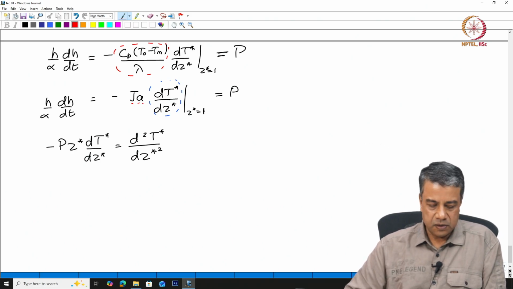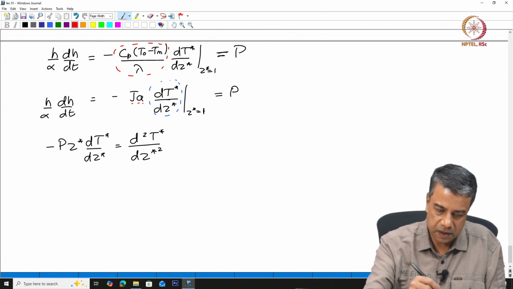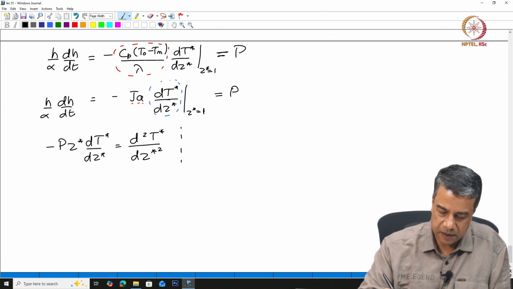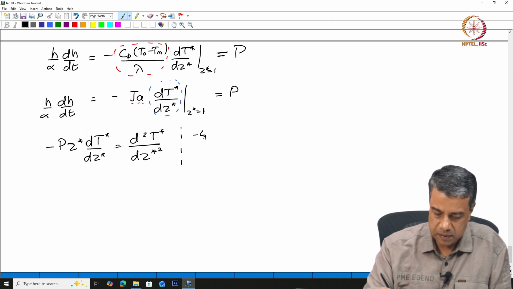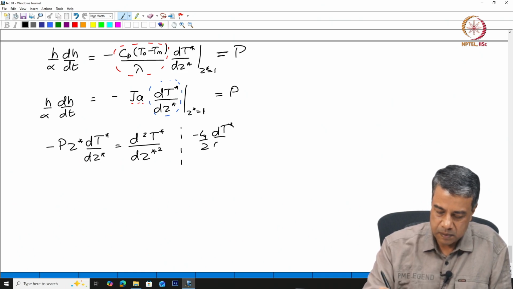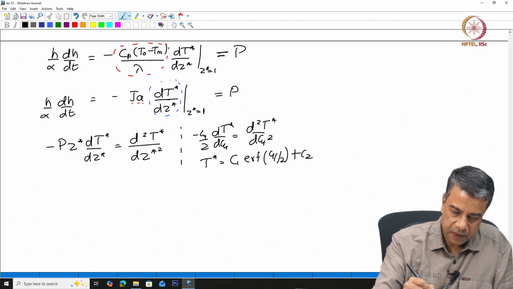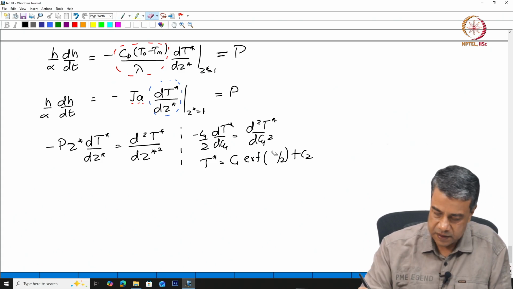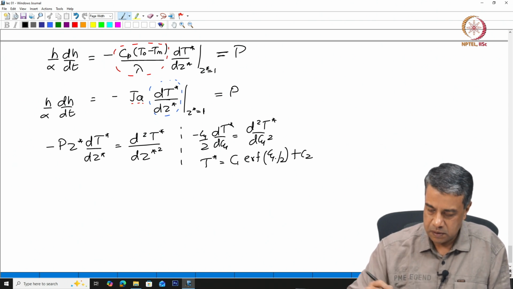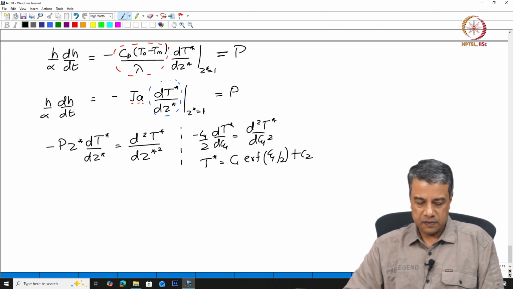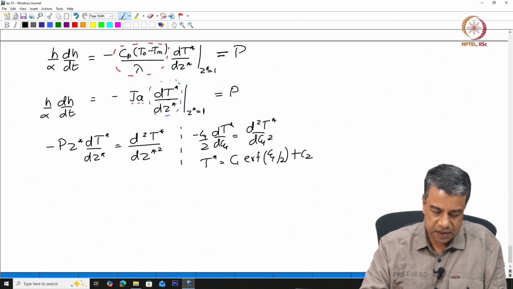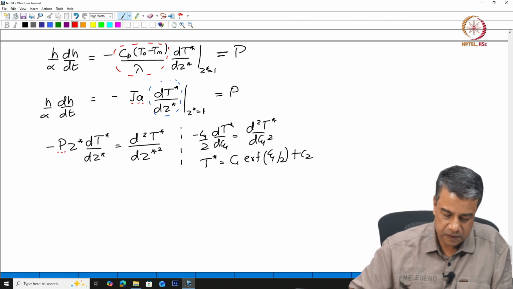If you recall, we had earlier solved the equation for transport into an infinite medium: minus psi by 2 dT star by d psi is equal to d square T star by d psi square. The temperature we had got was T star is equal to C1 error function of psi by 2 plus C2. This can be solved in a similar manner, except that I now have to scale z star by p. So this parameter p has to be used for scaling z star.